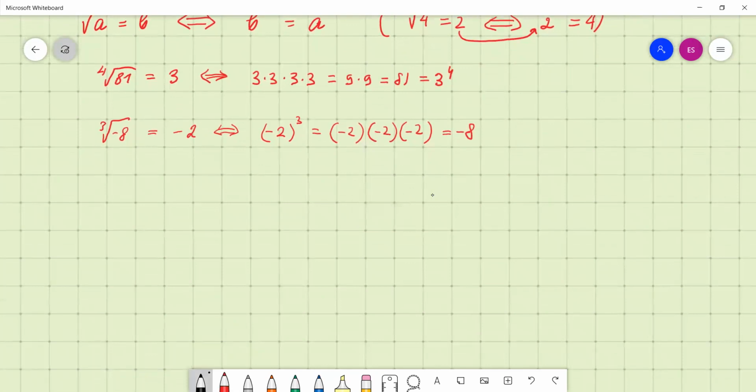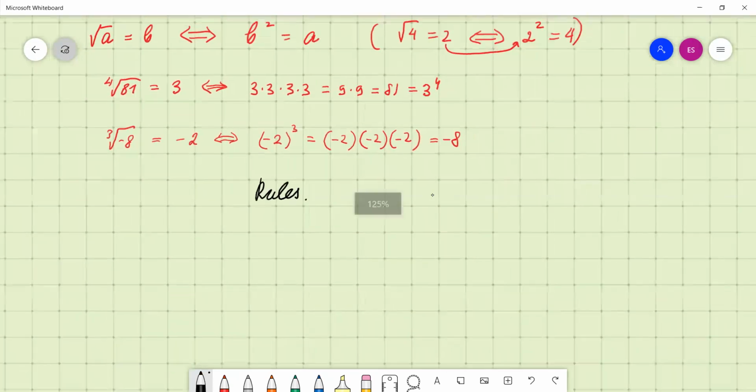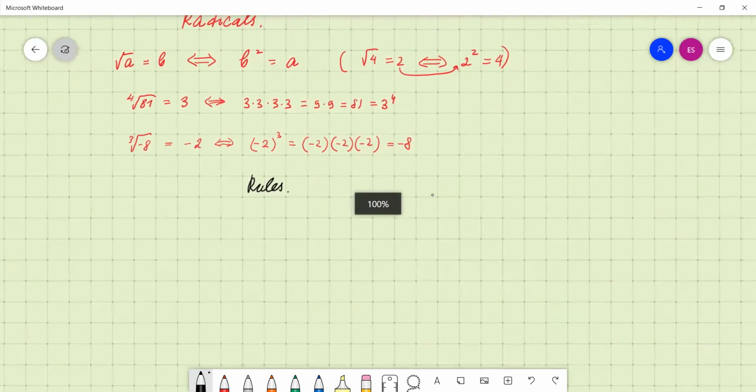Okay, now let's talk about rules. Well, there are certain rules, and they are very similar to the power rules. So, too big. Let me make it a little bit smaller and start with rule number 1. Rule number 1 is nth root of the product of a by b. Well, we can distribute it into the nth root of A and nth root of B.